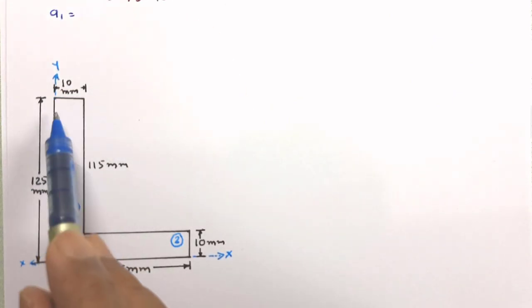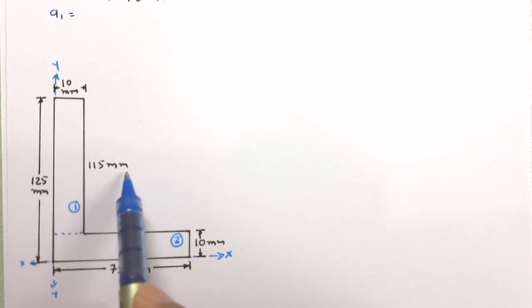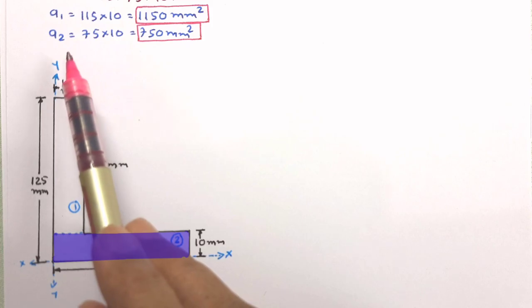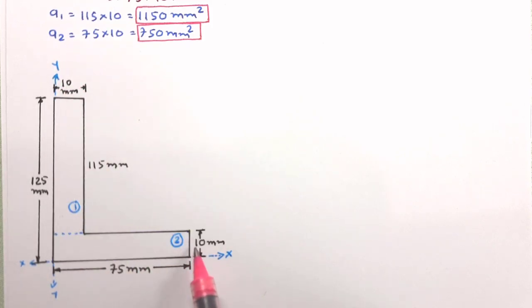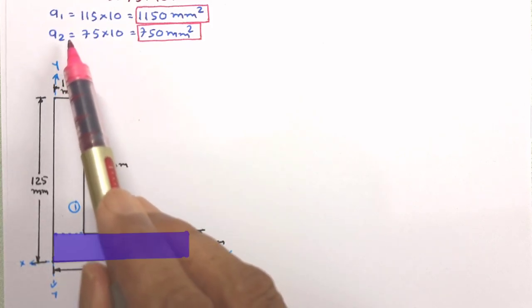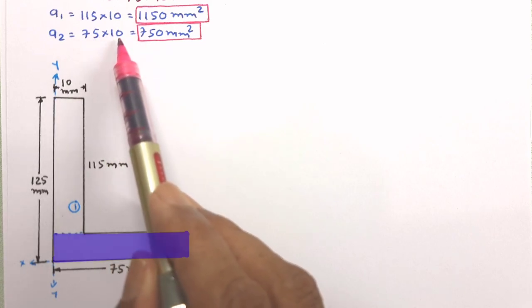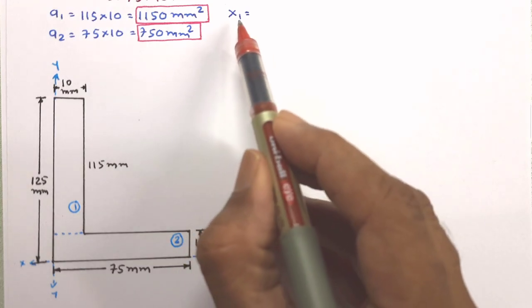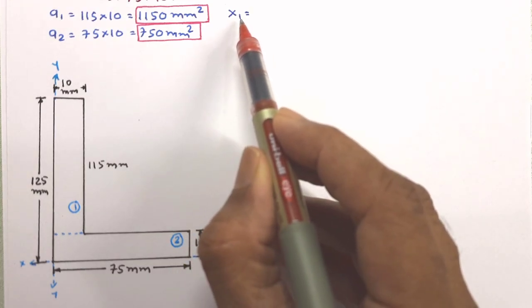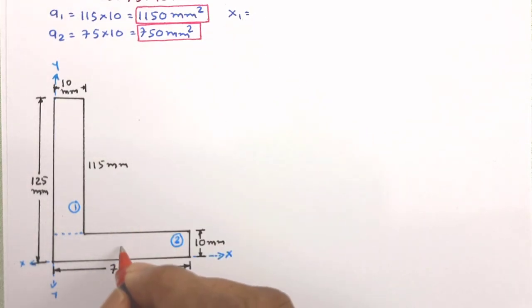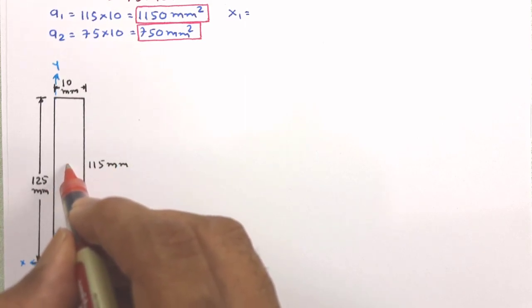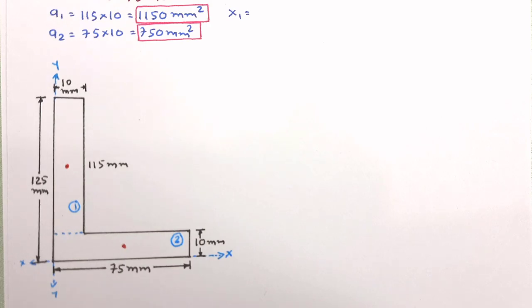A1, that is area of this rectangle, so length is 115 mm and width is 10 mm. For second figure, length is 75 mm and width is 10 mm, so area A2, that is 75 into 10, that is 750 mm square. Now let us work out X1 and X2. Before that, let us mark the centroid of both figure. This is centroid of second figure and this point is centroid of first figure.